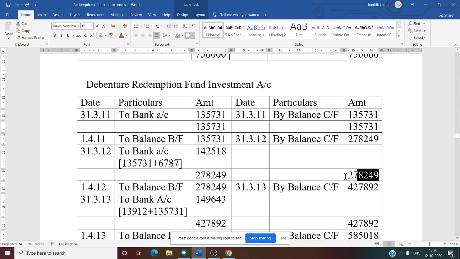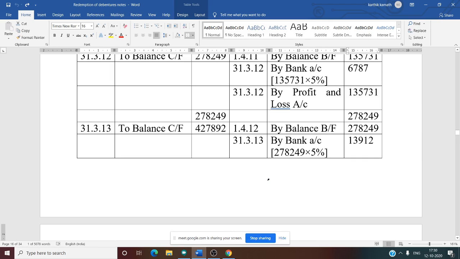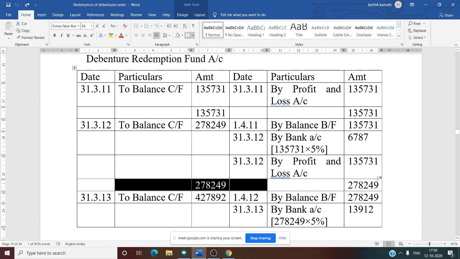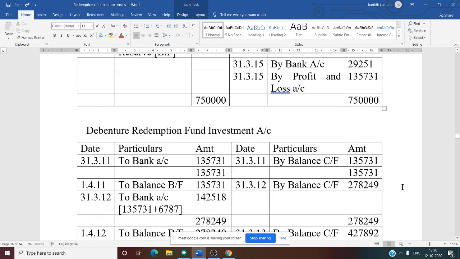2,78,249 is the second year total in the DRFI account. Now we will see the DRF account, whether that total is the same or not. Yes, see, this total is the same, because we are making the same type of entries. So the total is the same, 2,78,249, in the DRF account in the second year also.